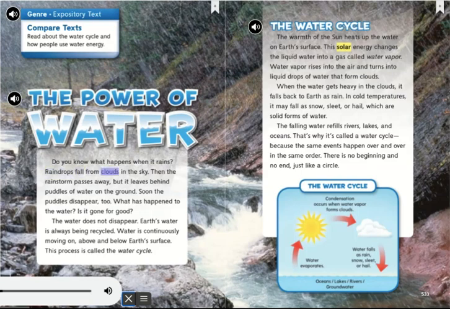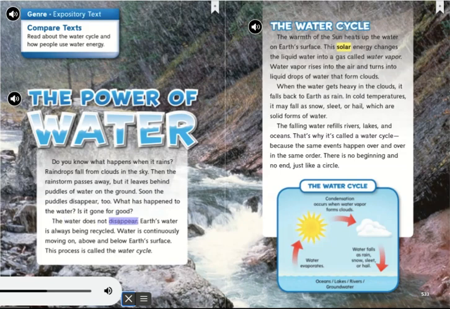Raindrops fall from clouds in the sky. Then the rainstorm passes away, but it leaves behind puddles of water on the ground. Soon the puddles disappear too. What has happened to the water? Is it gone for good?